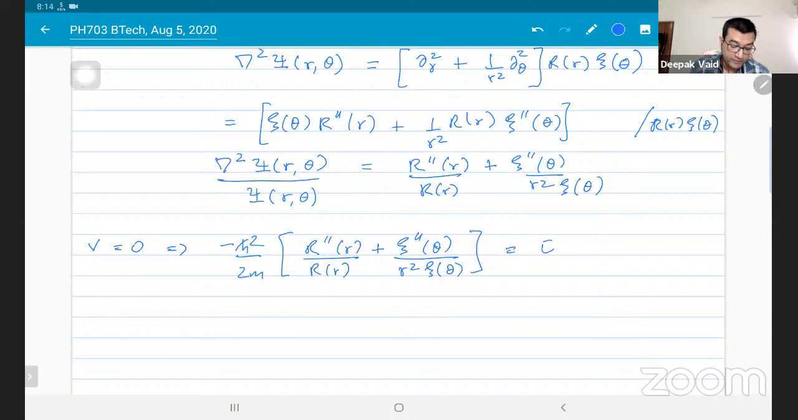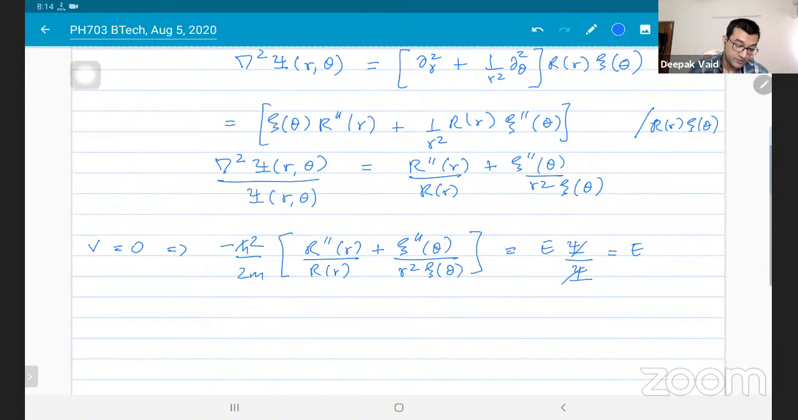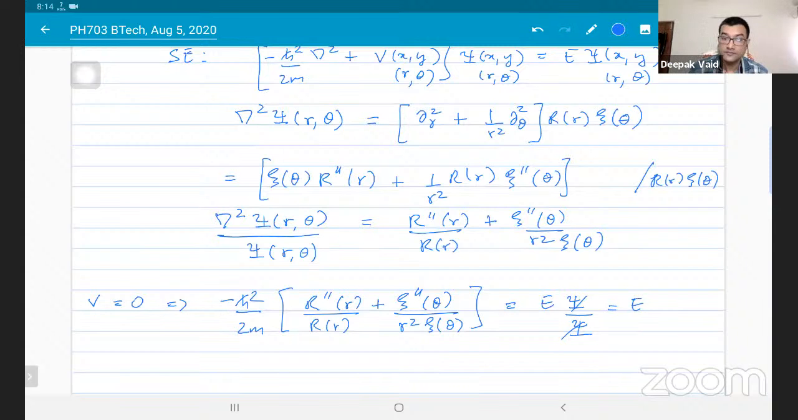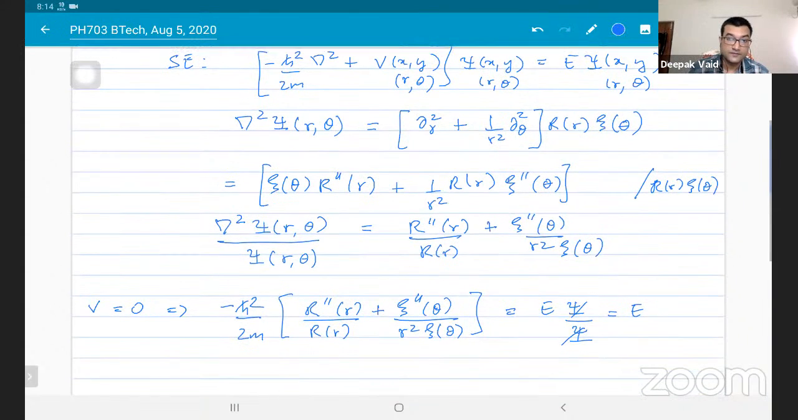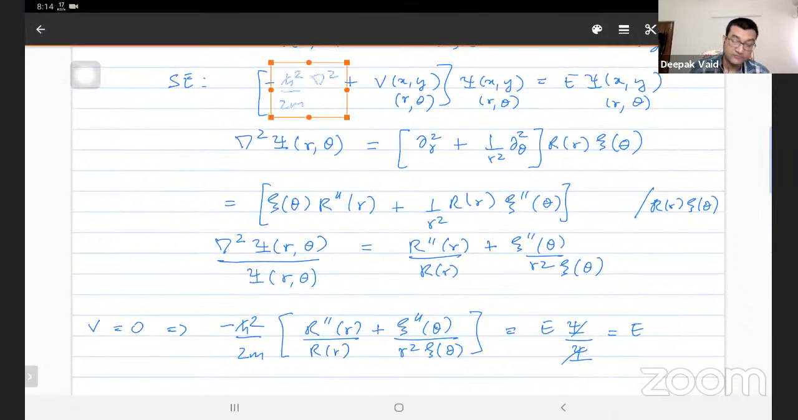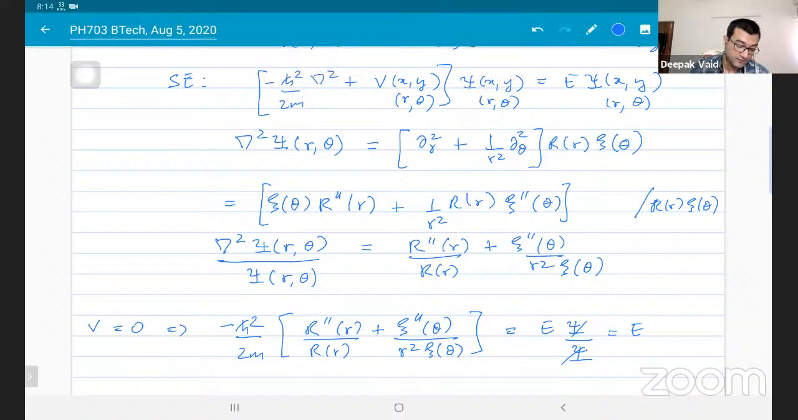And on the right side, what will happen? We'll get E times psi, but then we are dividing by psi, right? So it's just E. So after this Laplacian acts on psi, you get this. Then we are dividing by psi, both the left and right hand sides.